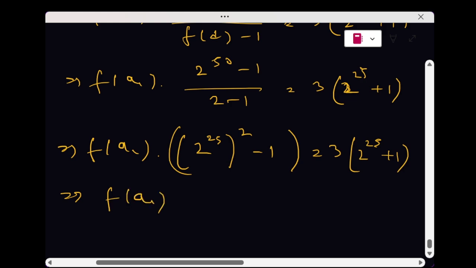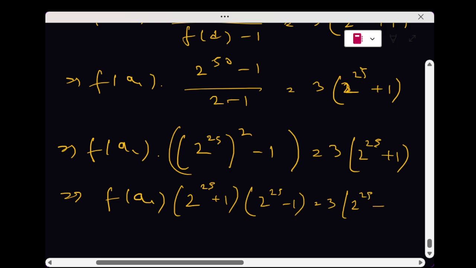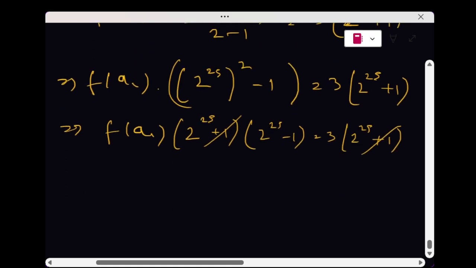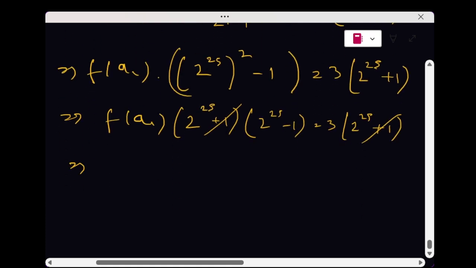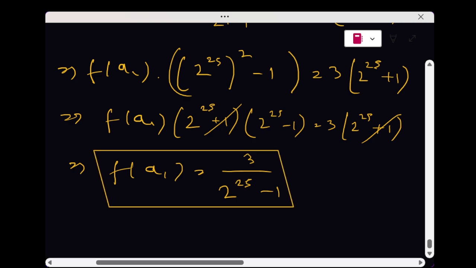Now for f of a1, we can break it in the formula a square minus b square. So we'll get 2 to the power 25 plus 1 into 2 to the power 25 minus 1 equal to 3 into 2 to the power 25 plus 1. So these two are non-zero numbers, so we can cancel them out. So we get f of a1 equal to 3 by 2 to the power 25 minus 1. So this is another result that we are going to need later.